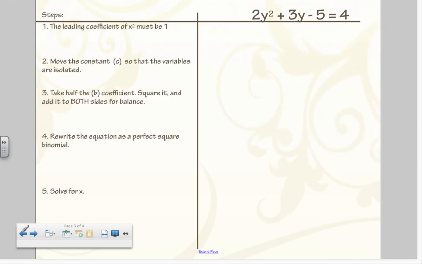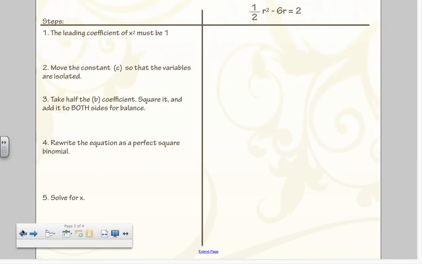All right, so let's try another one. Yeah, we're going to practice those factoring ones you didn't like. All right, the leading coefficient of x squared must be 1. When I look here, it's not. So I'm going to factor out a 1/2. Now my r squared has a leading coefficient of 1.